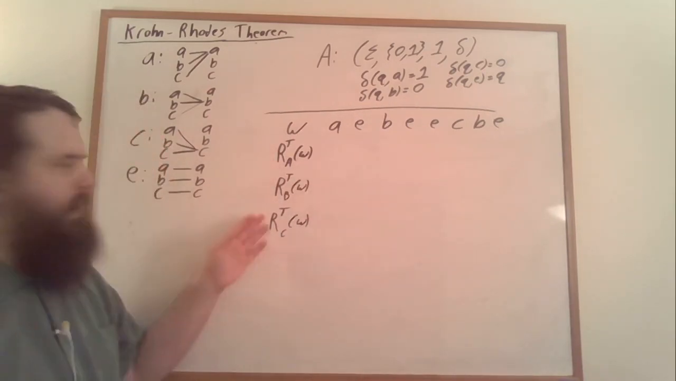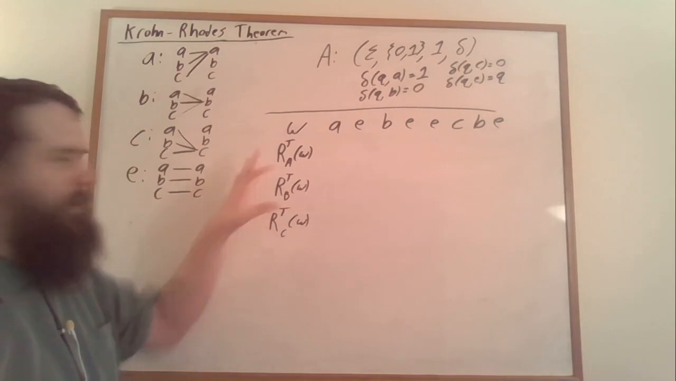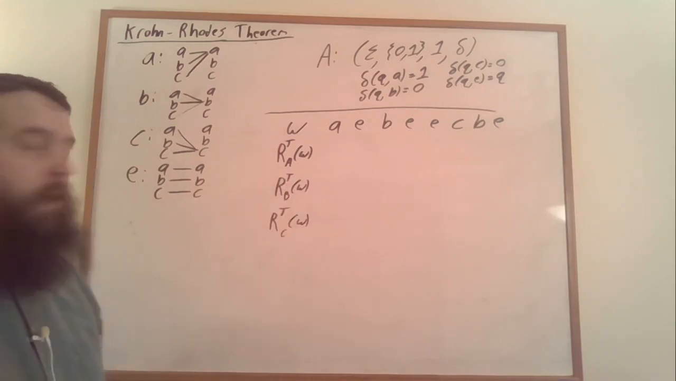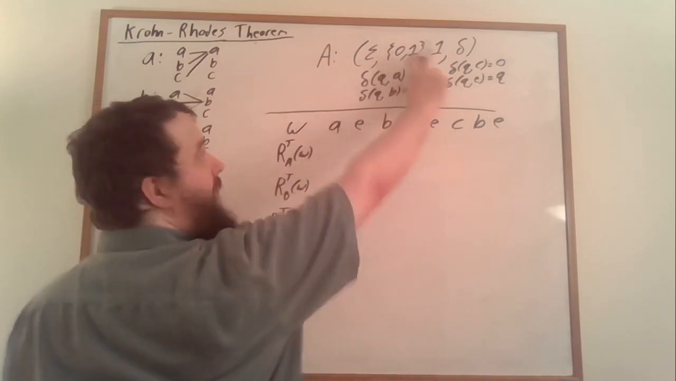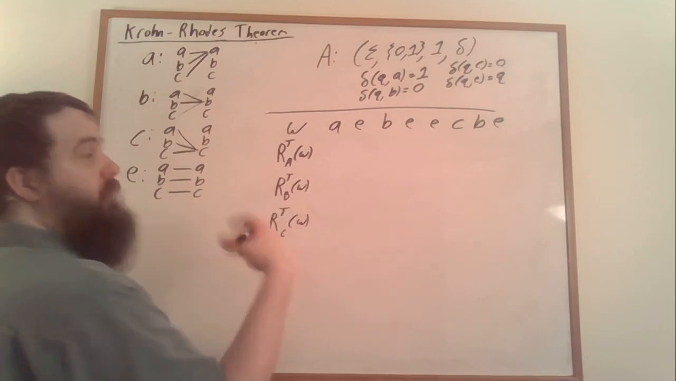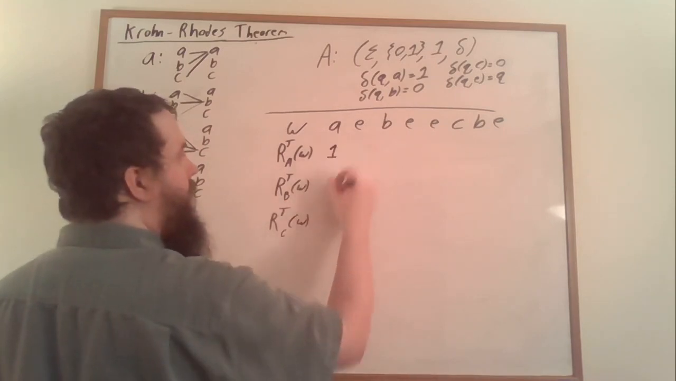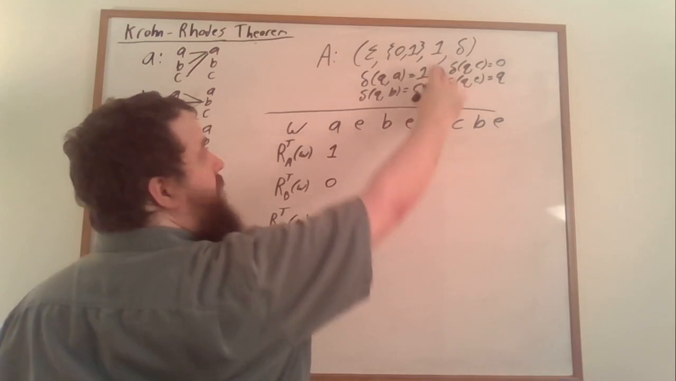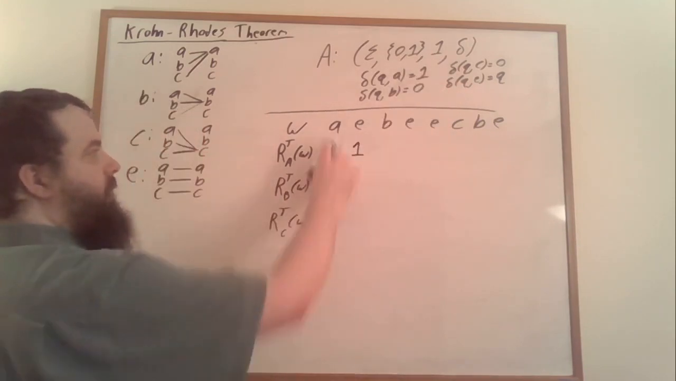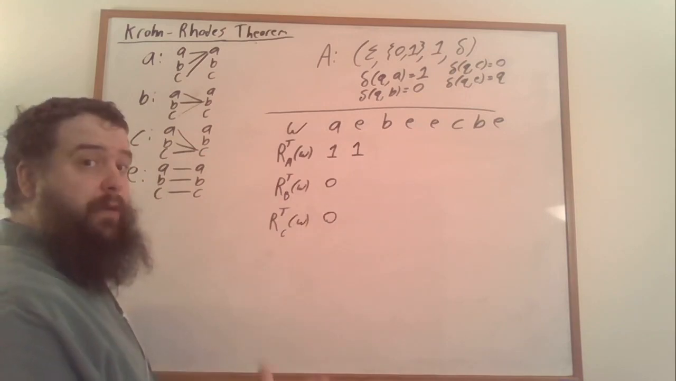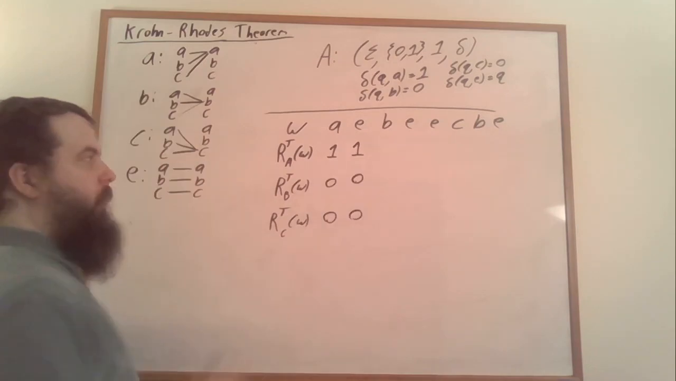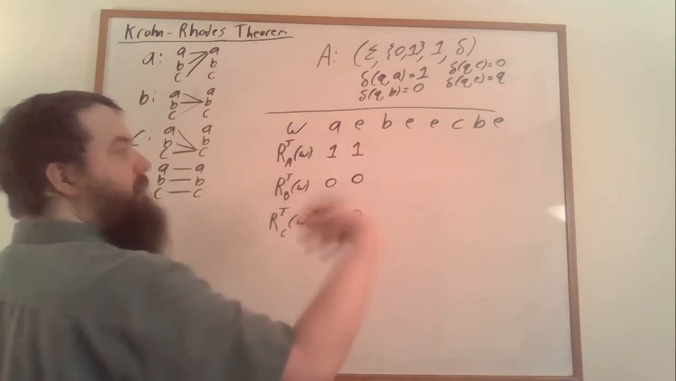These are still the truncated run maps. I'm just abbreviating them a little bit to save space on the board. We know that our automaton A starts off in state 1, and I said that our automata B and C start off in state 0. When this automaton reads an A, it goes into state 1. When these automata read an A, they go into state 0 to indicate that we're definitely not in state B or C. When all of these automata read an E, the state doesn't change.